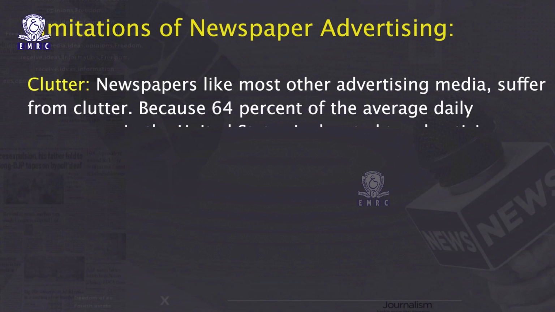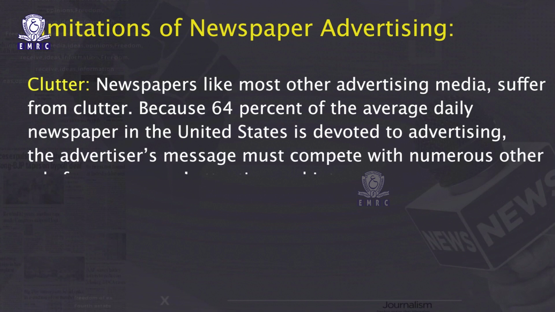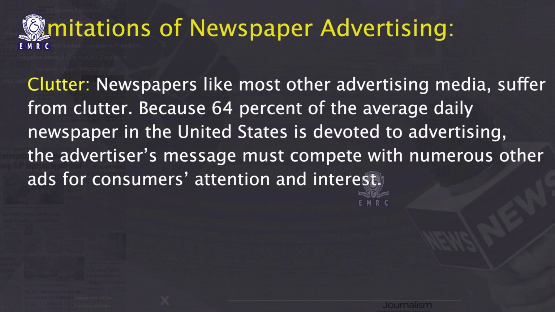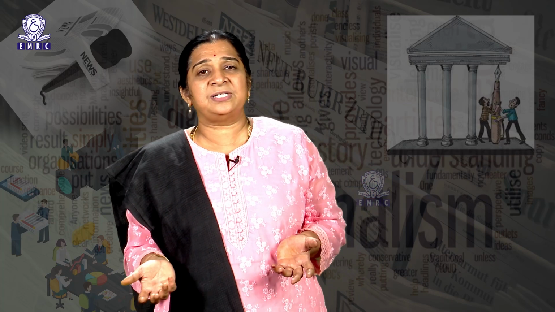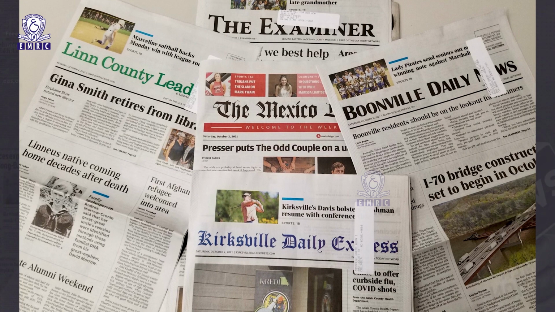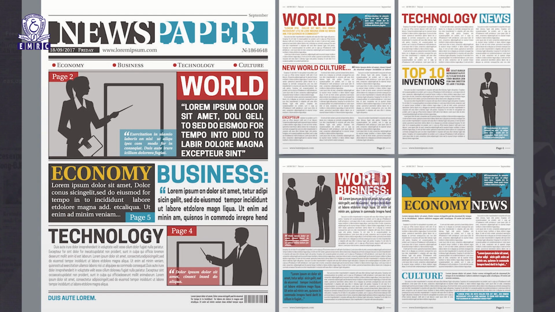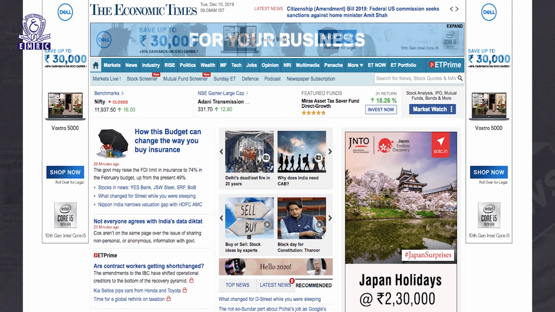Clutter. Newspapers, like most other advertising media, suffer from clutter because 64% of the average daily newspaper in the United States is devoted to advertising. The advertiser's message must compete with numerous other ads for consumers' attention and interest. Moreover, the creative options in newspapers are limited by the fact that most ads are black and white. Thus, it can be difficult for a newspaper advertiser to break through the clutter without using costly measures such as large space buys or color. Some advertisers use creative techniques like island ads, ads surrounded by editorial material. Island ads are found in the middle of stock market quotes on the financial pages of many newspapers.